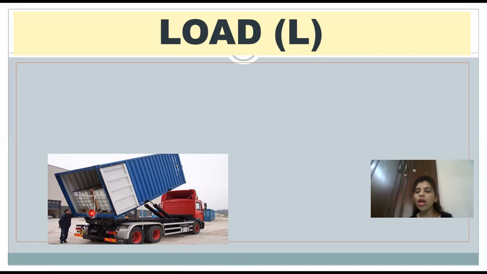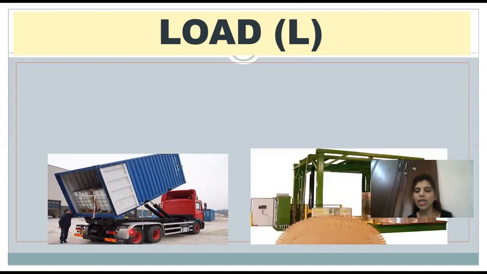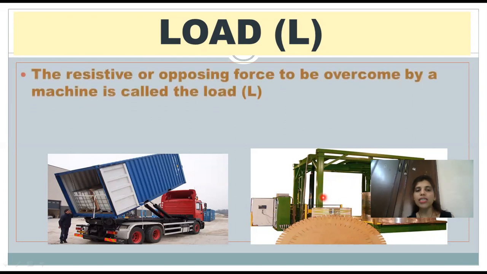So the force which you have to overcome with the help of machine, that work or that force is known as load. So here also you can see, in this case, the machine is used to uplift this load. So the load or the weight which has to be overcome with the help of machine, that is known as load. So here you can see the definition of load is the resistive or opposing force to be overcome by a machine. Means the work or the force which has to be done. You cannot use the word work, you have to use the word force.